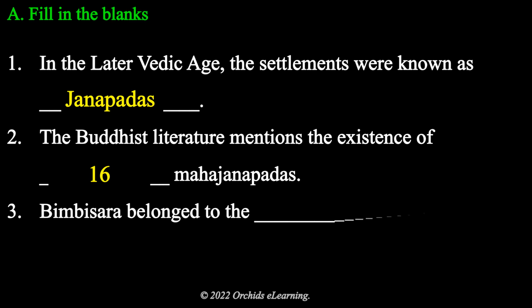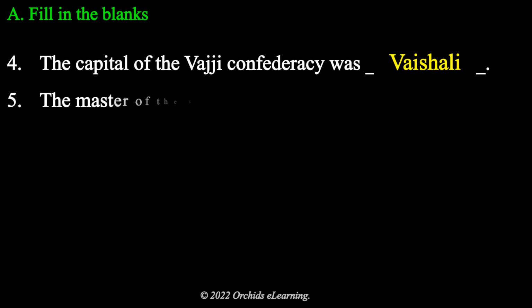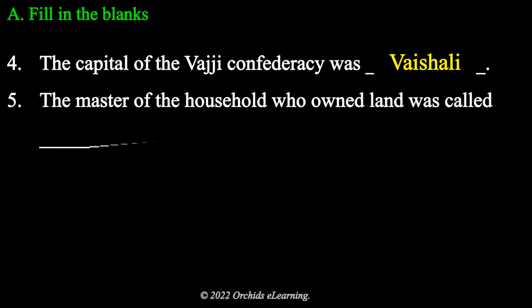Bimbisara belonged to the Haryanka dynasty. The capital of the Vajji Confederacy was Vaishali. The master of the household who owned land was called Gahapati.